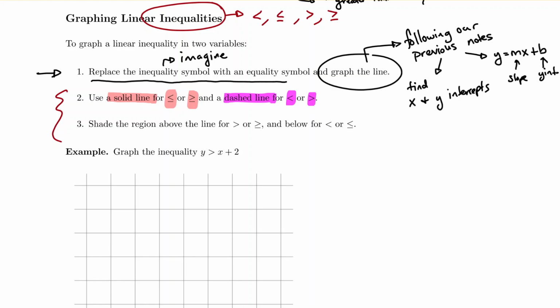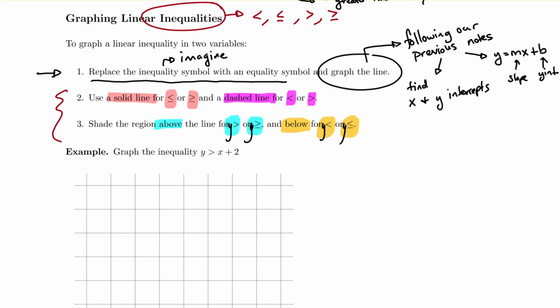And then again, looking at the inequality, you can tell whether we're going to shade above the line or below the line. If we have y is greater than, or y is greater than or equal to, that's when we shade above in these two circumstances. If we instead have y is less than or y is less than or equal to, that's when we shade below. So just looking at the inequality, we can at the beginning know should it be dotted or solid, and should I shade above or below.